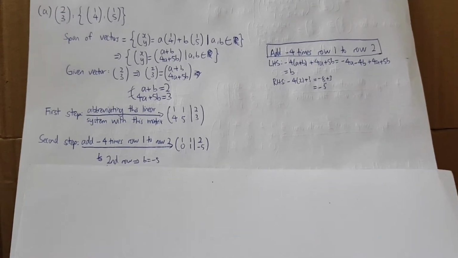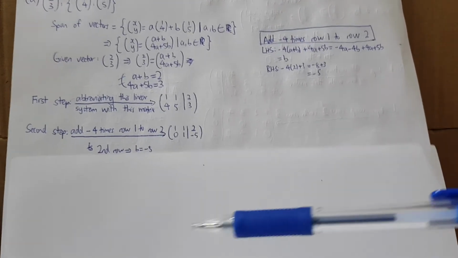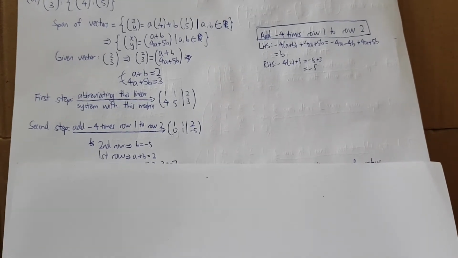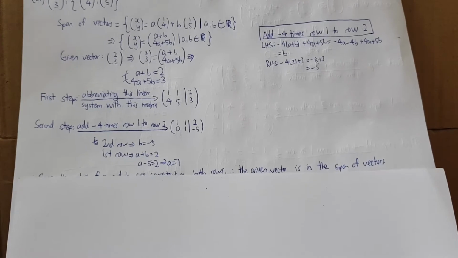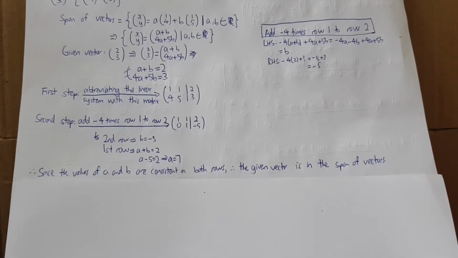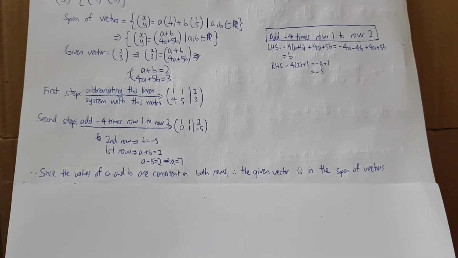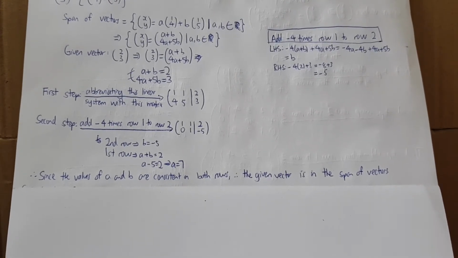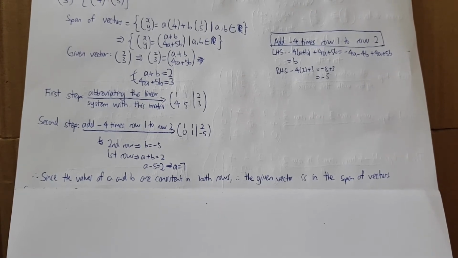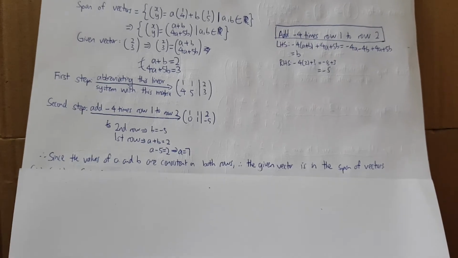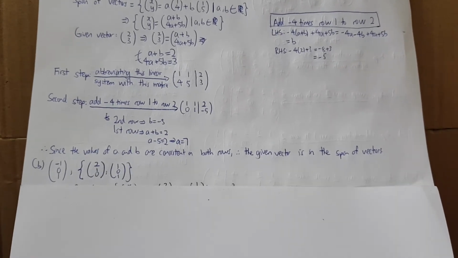From the second row, we can see that b equals minus 5. You plug that into your first row, which is a plus b equals 2. Therefore, a equals 7. Since the values of a and b are consistent in both rows, we can conclude that the given vector is in the span of vectors.